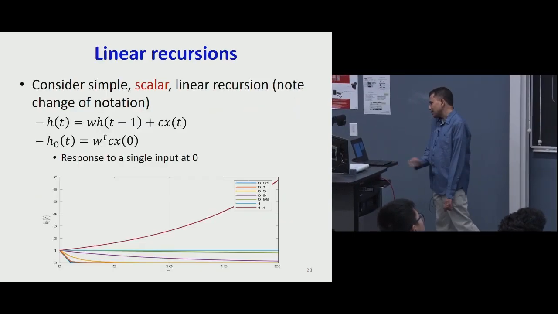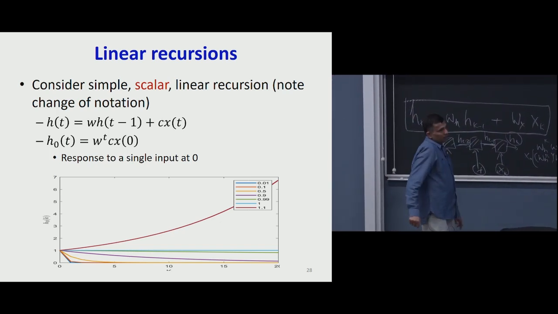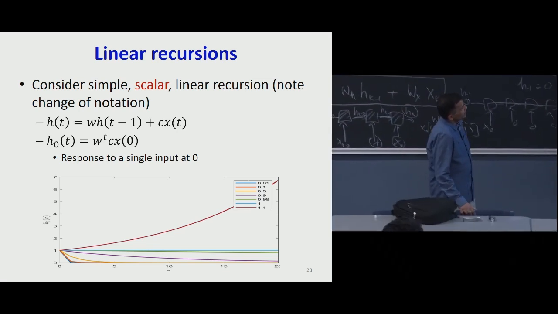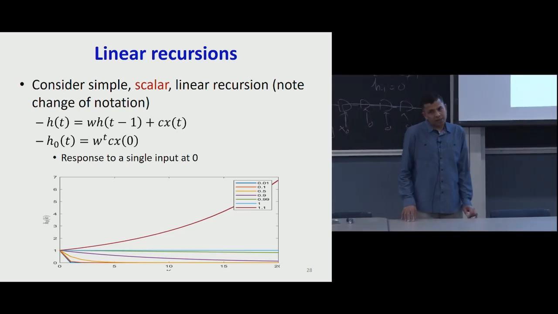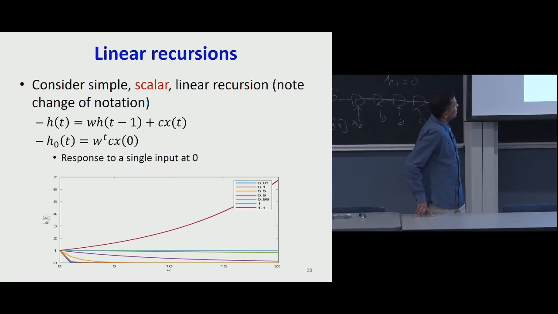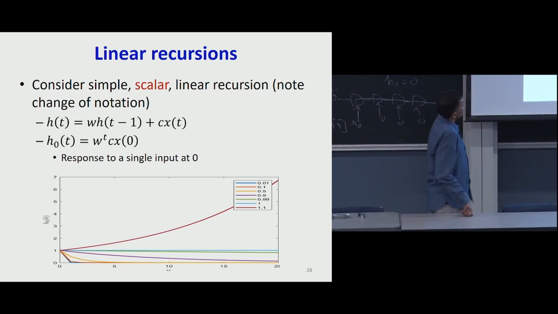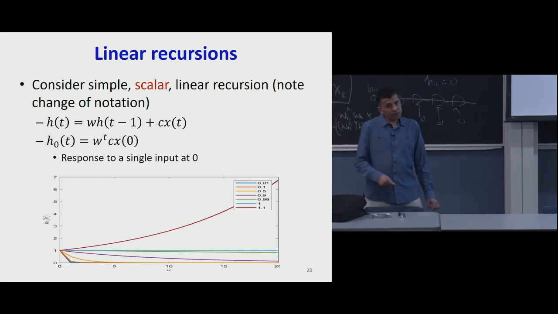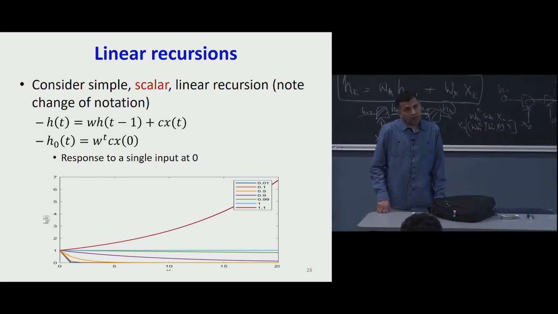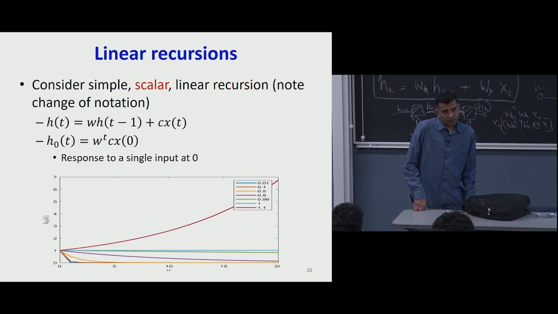So consider a single scalar linear recursion. What is the response of the system when you have a single input at time 0 and no other inputs? At the first time instant, it's simply going to be c times x0. Subsequently, the only values that remain are the h values, because the remaining x's are 0. So the response at time t, h0 of t, is the response of the system at time t when you get a single input at time 0. That's simply going to be w raised to t times c times x0.